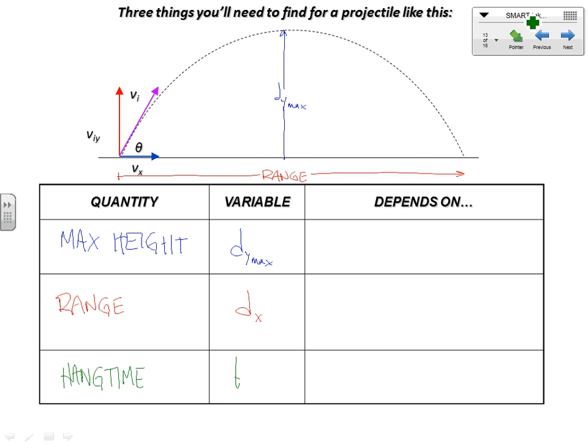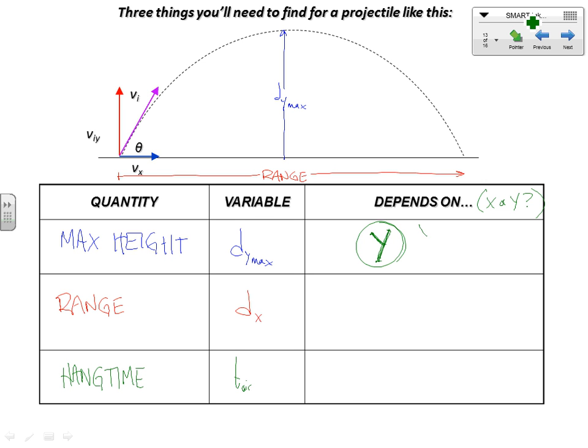Or T in the air, or T total or something like that. Okay? Now, when I say depends on, I mean X stuff or Y stuff. Well, max height depends completely on Y stuff. How high something goes has nothing to do whatsoever with how fast it goes horizontally. All right, it depends only on Y stuff.